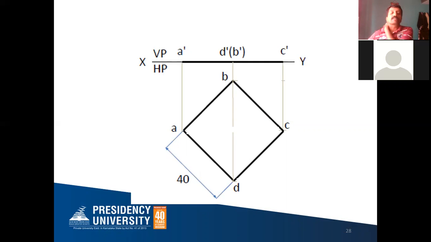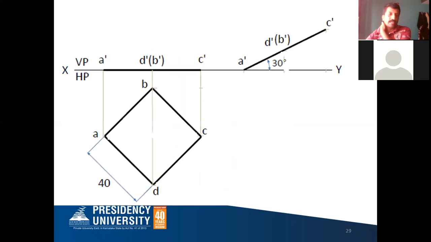Next information, what he says. He says the diagonal is inclined at how much? 30 degree to HP and 45 degree to VP. Which is the diagonal here? AC is the diagonal. Here AC is the diagonal because it is resting on the corner A, in the sense AC is the diagonal. Correct?